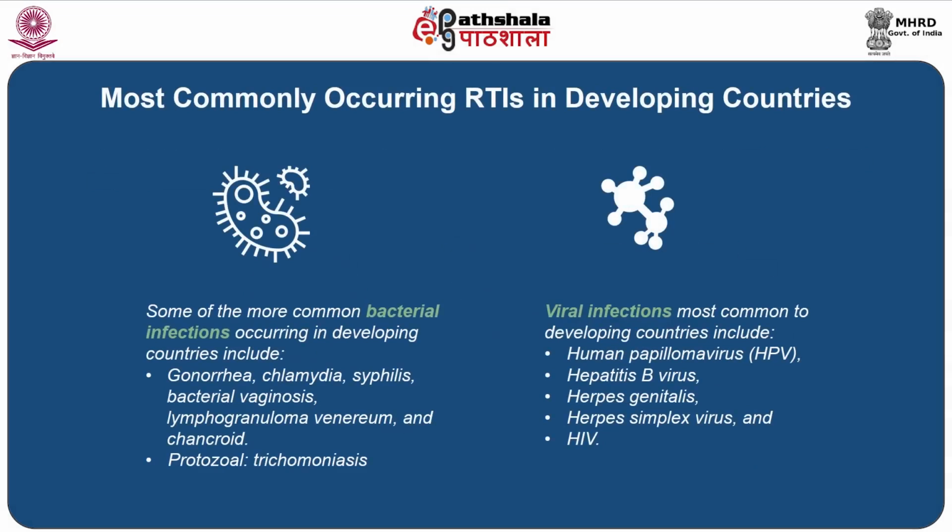Now let us look at some of the most commonly occurring RTIs in developing countries. Some of the more common bacterial infections occurring in developing countries include gonorrhea, chlamydia, syphilis, bacterial vaginosis, chancroid, etc. If you look at the protozoal infections, Trichomonas is the most commonly occurring infection in developing countries. Among viral infections, the most common in developing countries include HPV, that is the human papillomavirus, hepatitis B virus, herpes genitalis, herpes simplex virus and HIV.